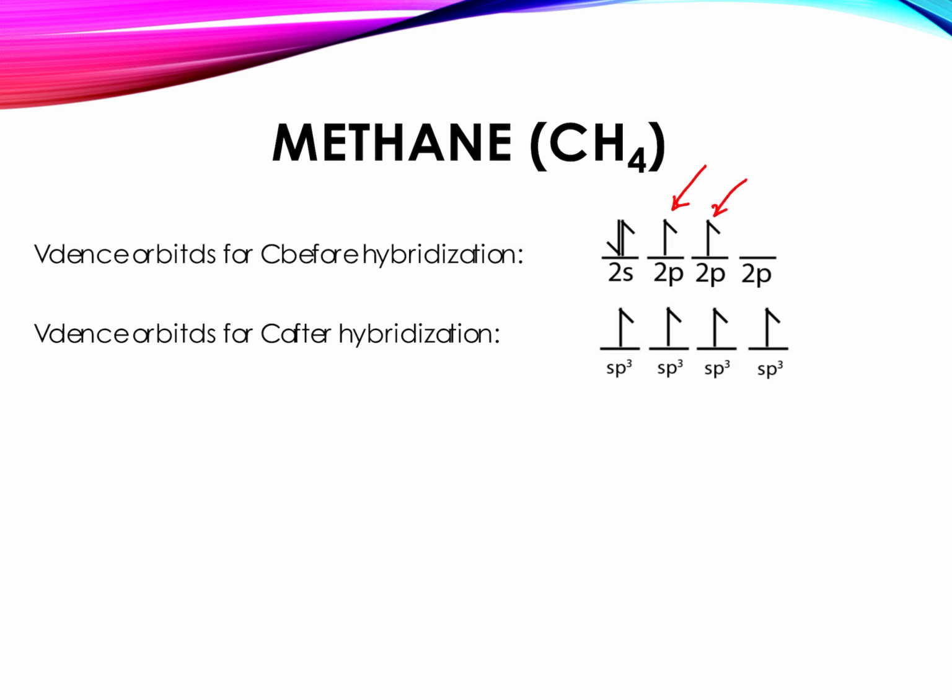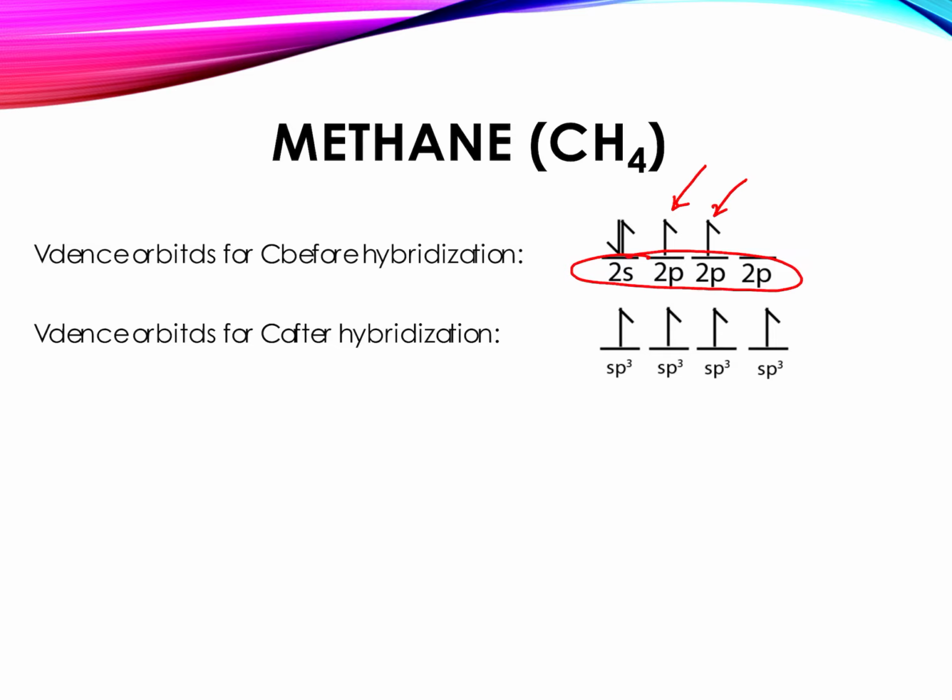This one says valence orbitals for carbon after hybridization. Sorry about the font. But there are still 4 orbitals. So instead of having one 2s and three 2p, it makes 4 sp3 hybrid orbitals. It took one s and three p orbitals, hybridized them, and put 1 electron in each. So now we have 4 hybrid orbitals.